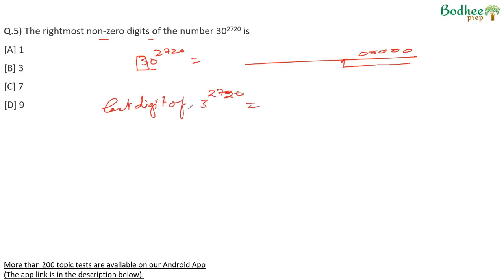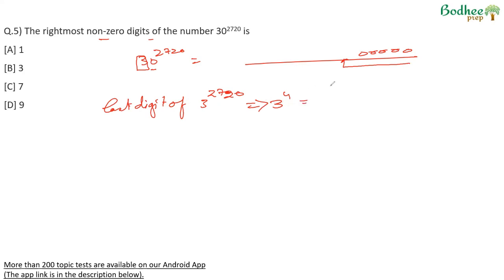So basically, we're looking at the cyclicity of 3. 2720 is divisible by 4. The last digit of 3 raised to power 2720 will be the same as the last digit of 3 raised to power 4, because unit digit cyclicity for any number is to the power 4. It repeats after 4 powers.